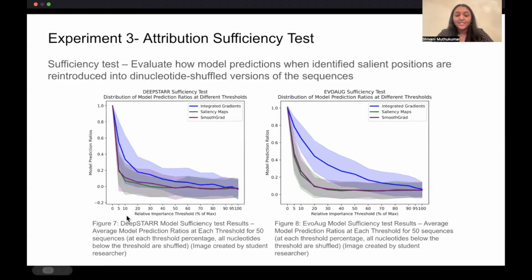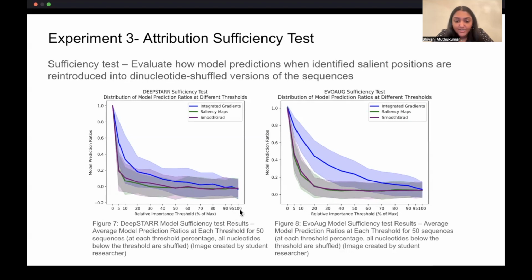And in the results, I used the same set of 13 thresholds that I did in the last test, and I also used the same method of calculating the model prediction ratios, and we see really interesting results displayed by all three methods. We see in this first threshold interval from 0% to 5% of the max, when everything below that lowest threshold was removed, that the model prediction ratios immediately dropped from 1 to around 0.3 for DeepSTARR and 0.5 for EvoAug. This shows that even when the nucleotides that are only underneath the lowest threshold were removed, it did have a significant impact on the model's predictions.